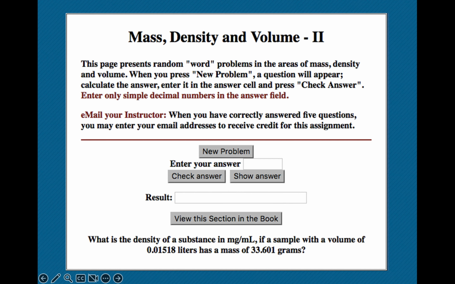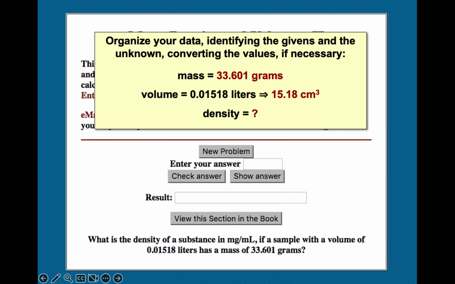Let's see. Looking for the density in milligrams per mil. We have a volume in liters, so we have to divide this by 1,000. And we have a mass in grams, not milligrams. So this one actually has two metric conversions. Our mass, 33 grams. Okay. Our volume starts off as 0.15 multiplied by 1,000, 15 cubic centimeters.